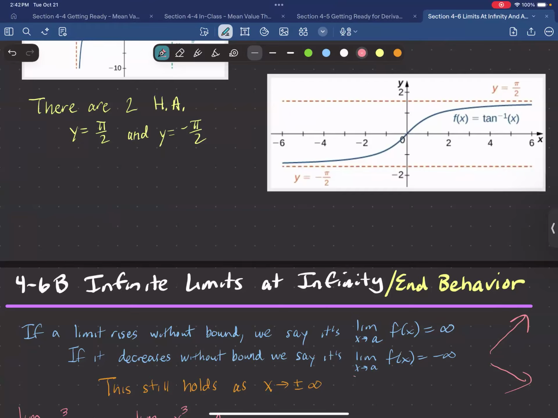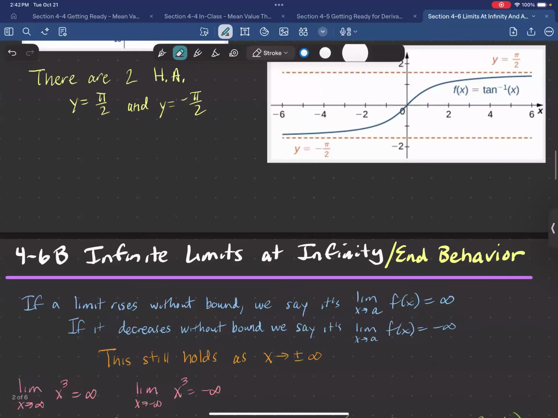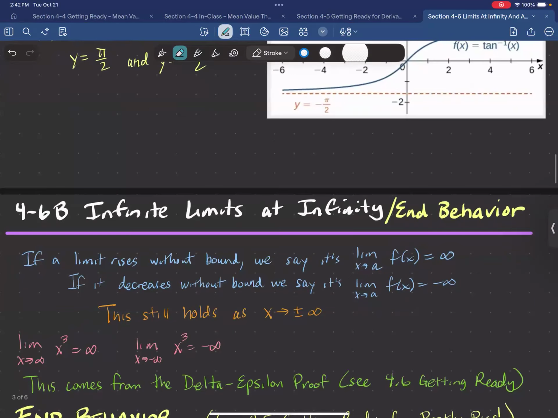I did a limit as x approaches a here, but the same holds true if we're doing infinity, okay? So like we had earlier, limit as x goes to infinity of x cubed is positive infinity, and limit as x goes to negative infinity is negative infinity. So how do we know what's going on where? There's a general rule of thumb depending on how it works.